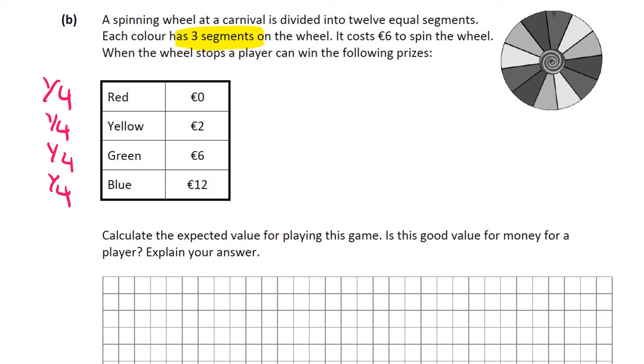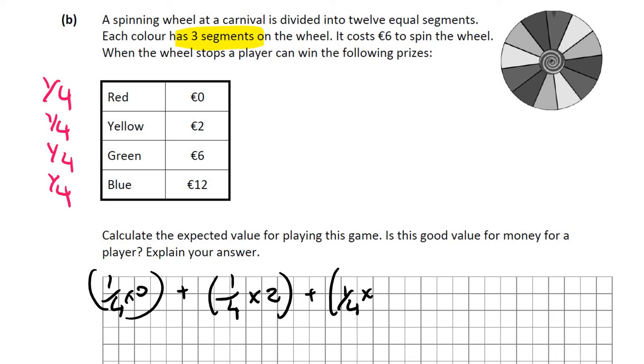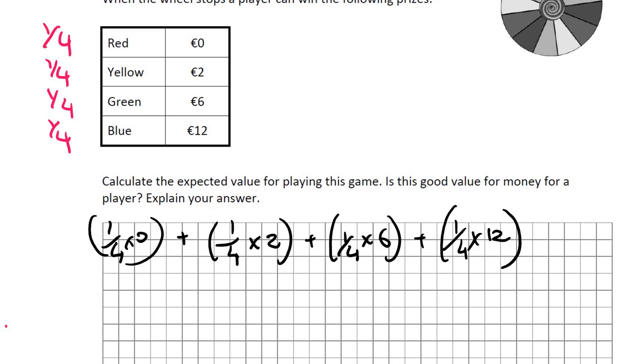So if we want to work out what the expected value is, we just multiply the value of getting a red by its probability and add on the value of getting a yellow by its probability, etc. So it's going to be 1/4 times 0... So total expected value there is going to be €5.